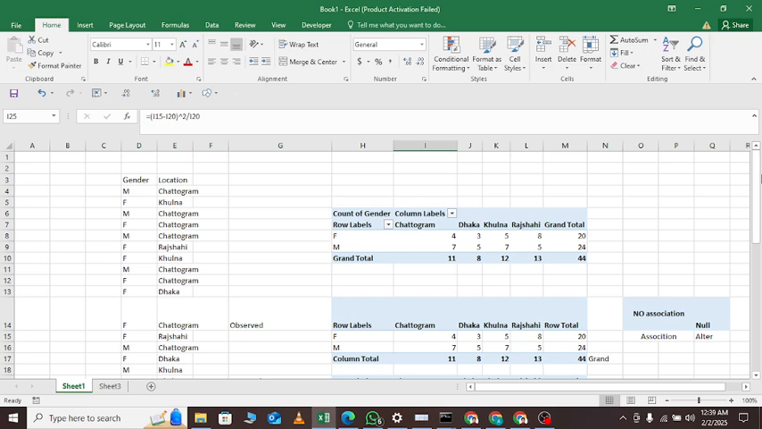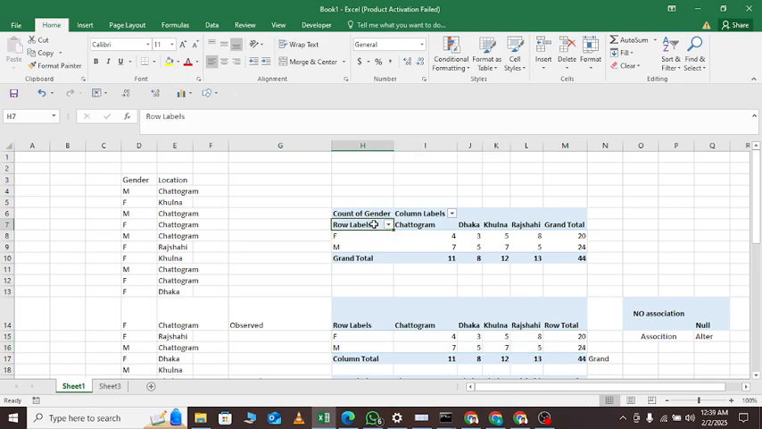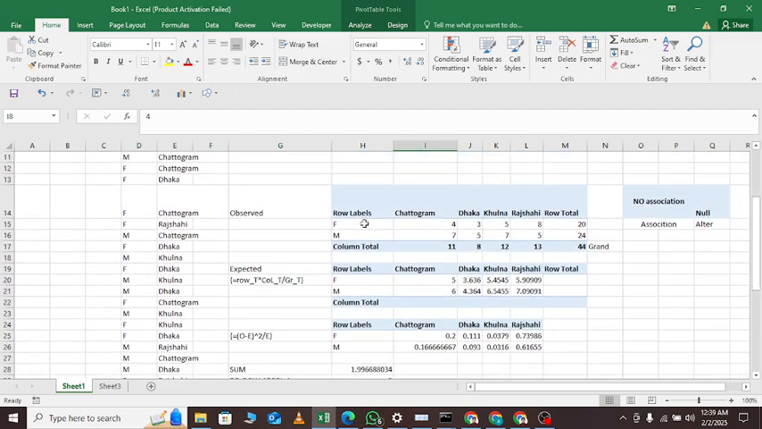Now at first we find our observed data set. We find it by using a pivot table. In our data set, female 20 and male 22, and the cities Chittagong, Dhaka, Khulna and Rajshahi, 4, 3, 5, 8. This is our observed table.